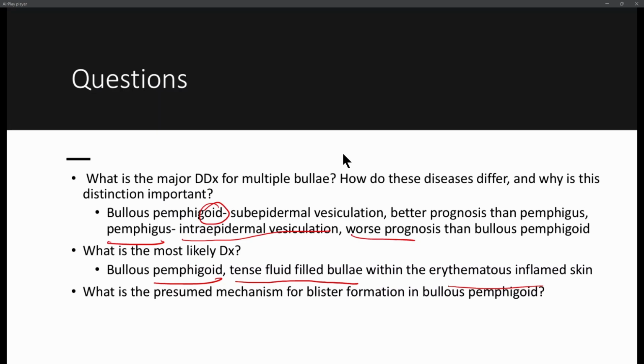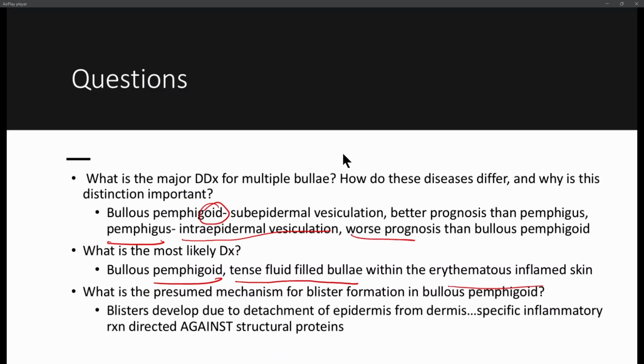And the mechanism for the blister formation: why does the blister form? What's causing it? Separation between the epidermis and the dermis. It separates out, fluid fills the area, and you get a blister.